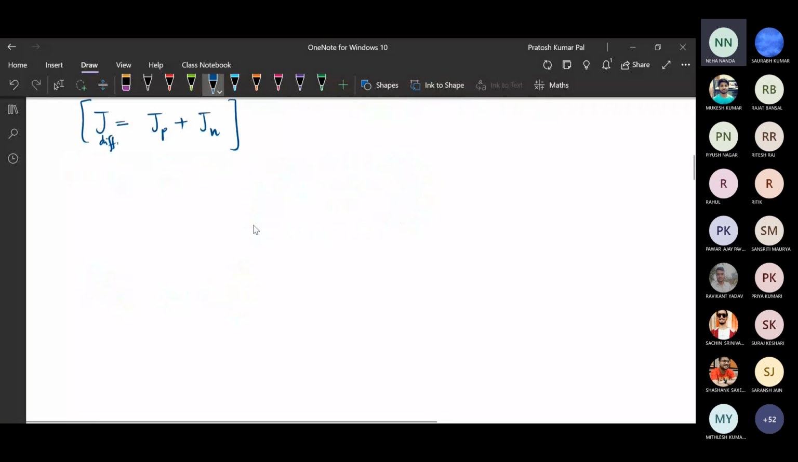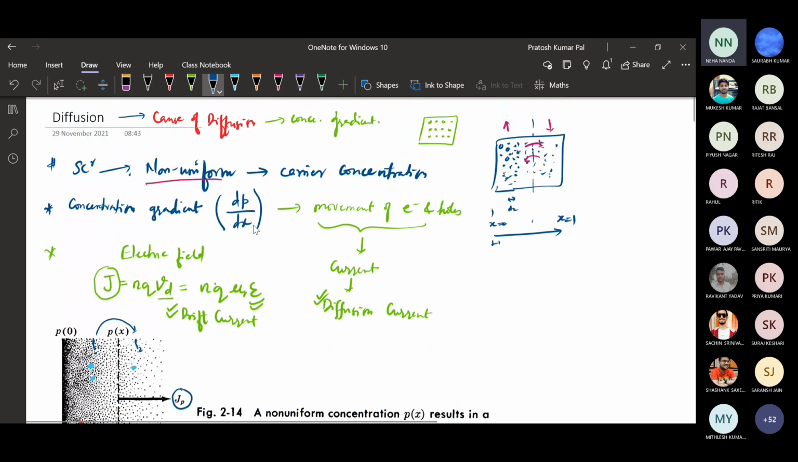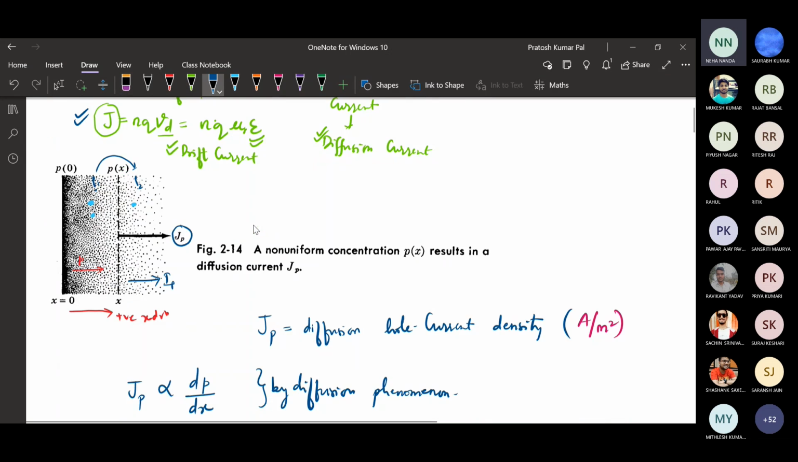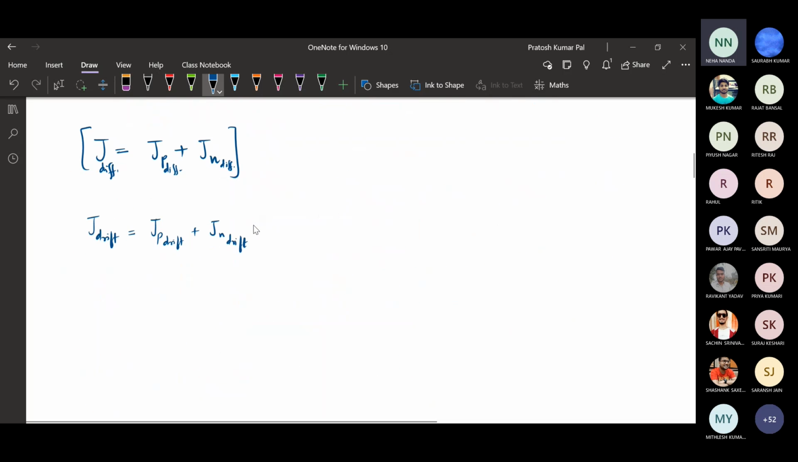Okay, and we have also seen the current density in case of drift. The similar current density we can get in case of drift also. And in case of drift, we have seen that the formula of the current density is nqvd.